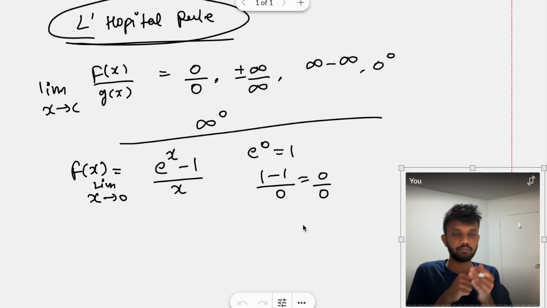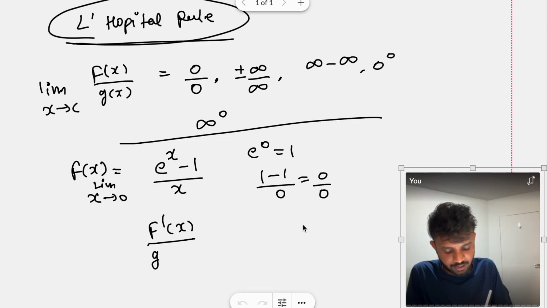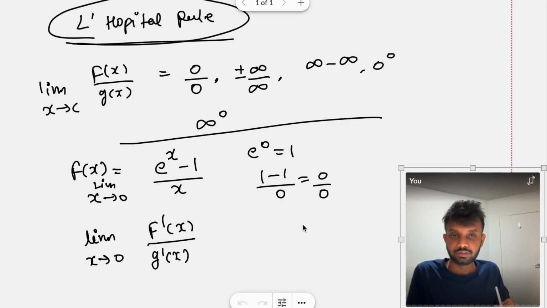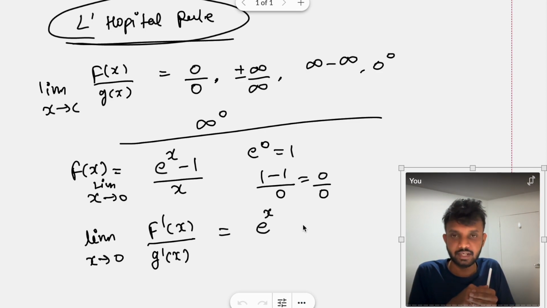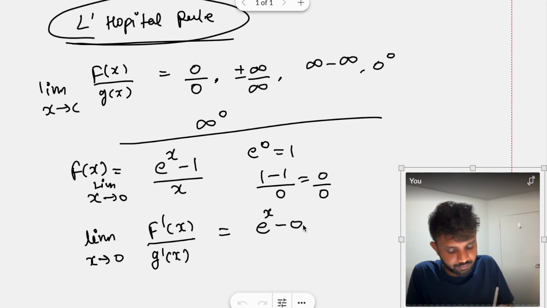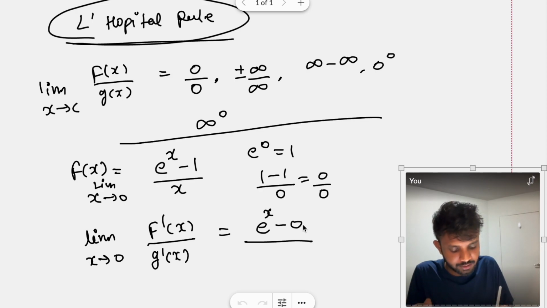So what does the L'Hopital rule say? That if this form is 0 by 0, then I will differentiate the first function and I differentiate the second function, and then I'll apply the limit for x tends to 0, right? So what will be my f'(x) of e to the power x minus 1? That will be e to the power x, the differentiation of e to the power x is e to the power x, right? And for 1, the differentiation of 1 will be 0. And what will g'(x) be? The differentiation of x is equal to 1, right?